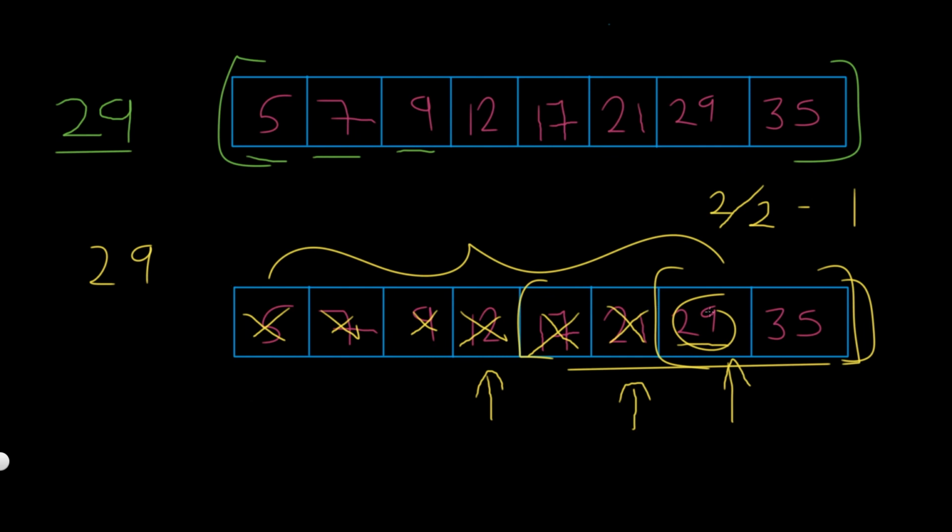What number of iterations did we use to find our element in this way? We searched for 12, and then for 21, and then for 29. So in the third iteration we got our element. And when we were using linear search, how many iterations did we use to get 29? Let's count. We searched for 5, then 7, then 9, 12, 17, 21, and then 29. So it took us 7 iterations to find 29 this way. So binary search is very fast as compared to linear search.